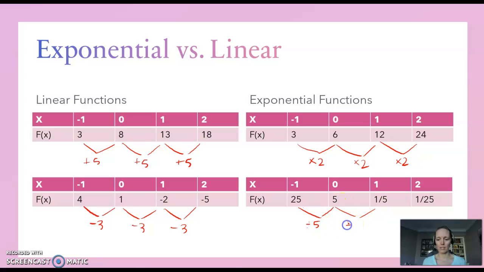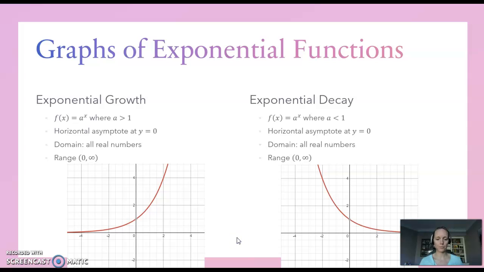Whoops, except I messed that up in this table. That should be a 1, and that should be a 1/5. So I divide by 5 every time, but it is important to know that dividing by 5 is the same thing as multiplying by 1/5. So this is still multiplication, it's just the multiplication of a fraction. And that's what we look for in a table for exponential functions.